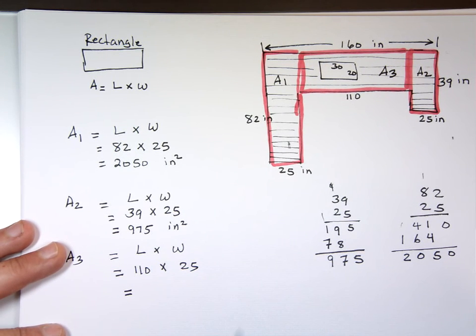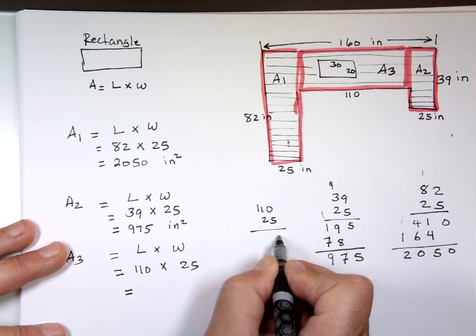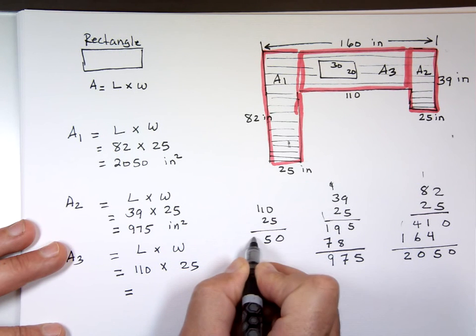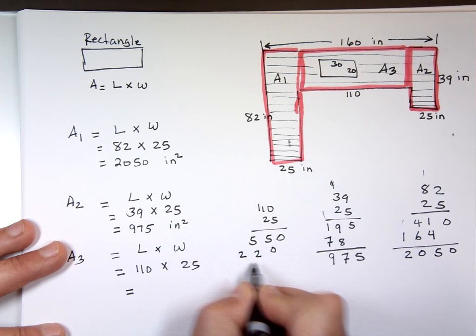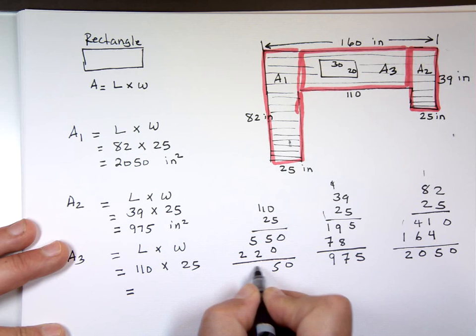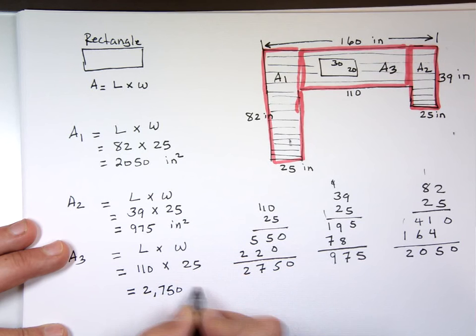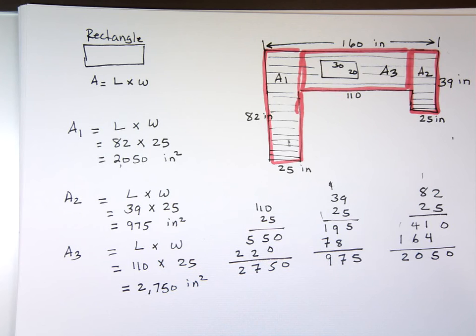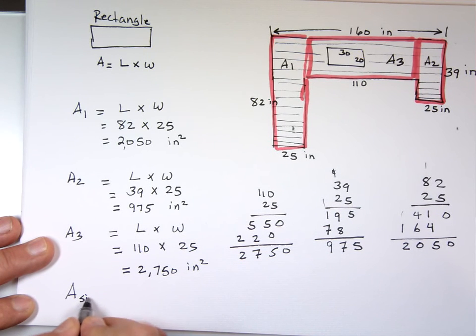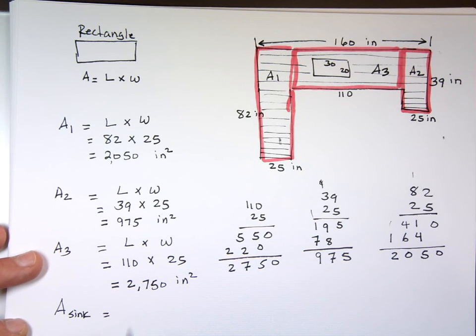So 110 and 25. 5 times 0 is 0. 5 times 1 is 5. 5 times 1 is 5. 2 times 0 is 0. 2 times 1 is 2. 2 times 1 is 2. 2750. What about the sink? The sink? We're going to cut that hole. 30 times 20, which is what? 600.